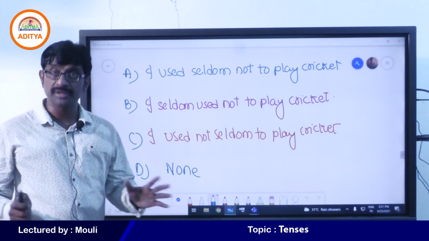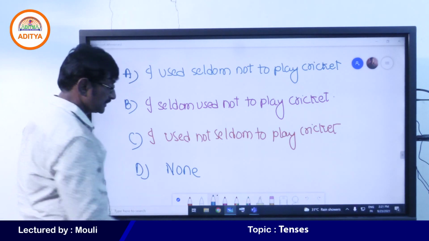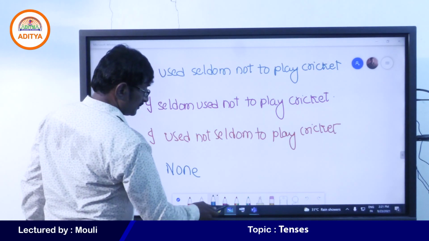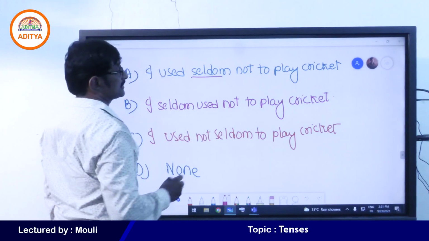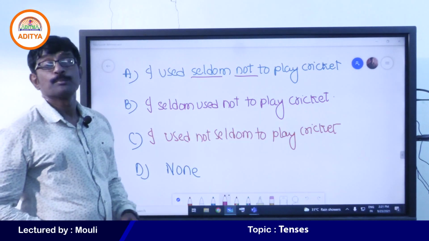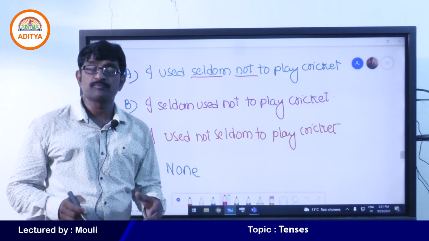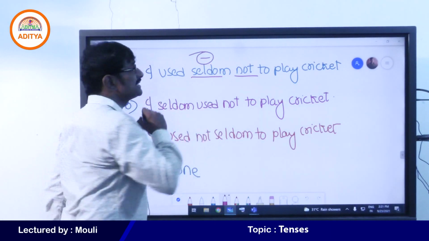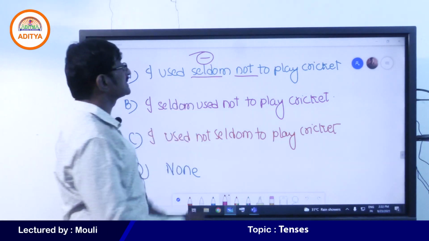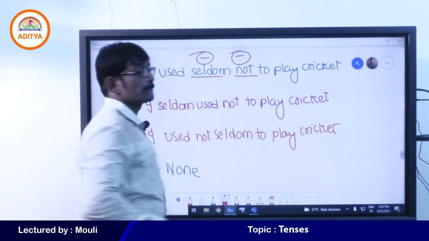Okay, let us verify now. Students, when we verify this carefully, here 'seldom' is there and here 'not' is there. One top secret is there. 'Seldom' is a negative word. So 'not' is also a negative word.